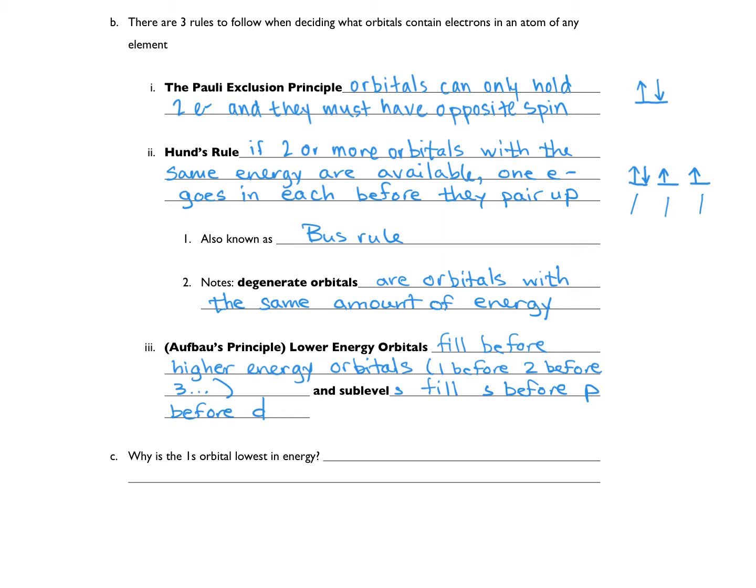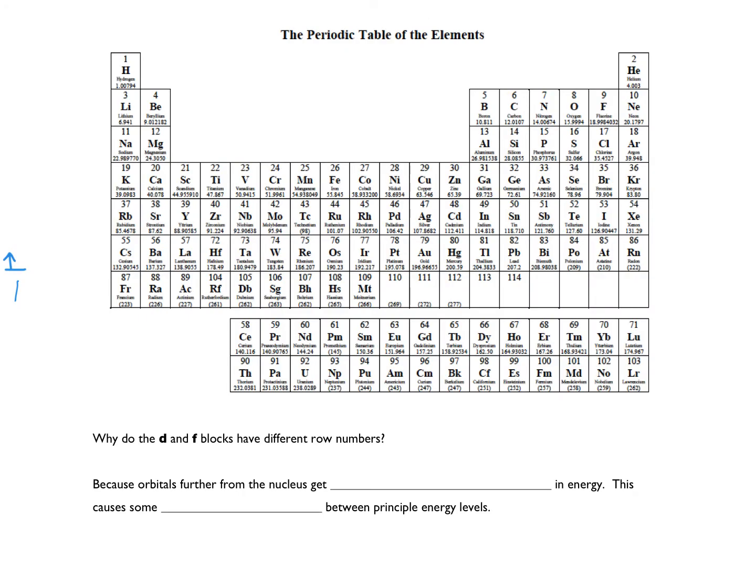Why is the 1s orbital lowest in energy? It's because it's closest to the nucleus. The 2s is higher in energy and it's further from the nucleus. But it's kind of hard to remember the order that the orbitals fill in without having sort of a cheat sheet. That's what we're using the periodic table for. On to the next page of your notes.